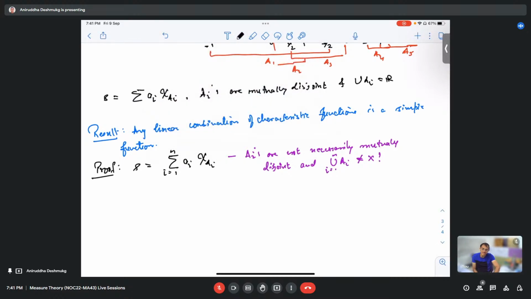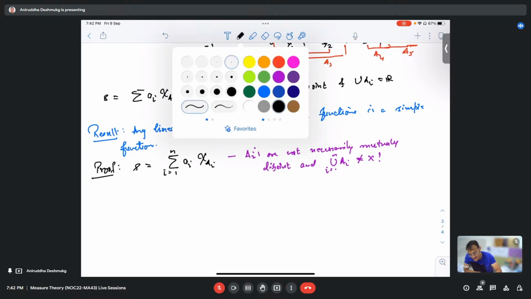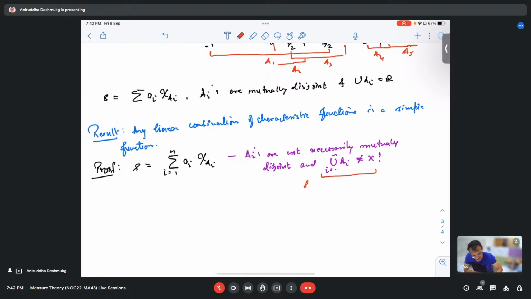In this case, how do we split it? What should we do? Its union is not equal to the set X. Then we have to obviously consider it in a way that the union of these A_i's will be equal to X. Correct. So how to do that? Let us first attack this one: if this is not equal to X, how to make this equal to X?